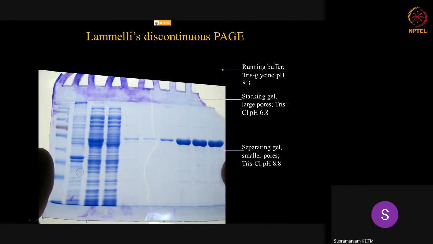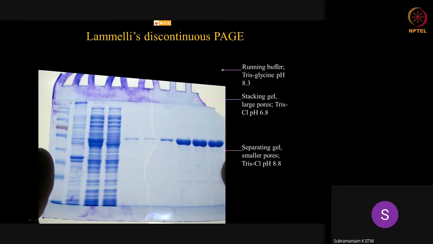So don't worry about this. This one is not another separate gel. This is the migrating front. That's the electrophoretic front. The fastest molecule that was here when I applied the sample has reached here when I stopped the gel. Here, no molecule had come.